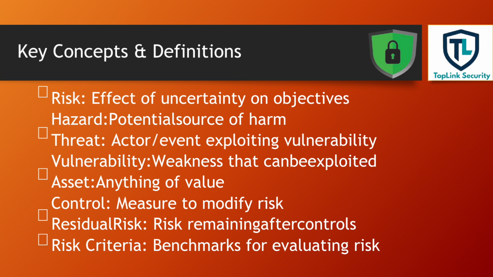Number 4 is vulnerability. Vulnerability is a weakness that can be exploited by a threat. That is a weakness that a threat actor can use to access an asset. Examples are lack of encryption on a sensitive file, an unlocked server room, or a weak password policy. That's why sometimes we need multi-factor authentication.